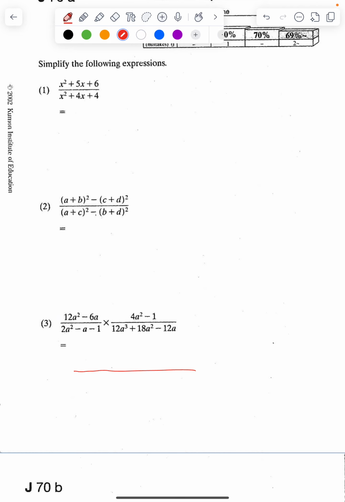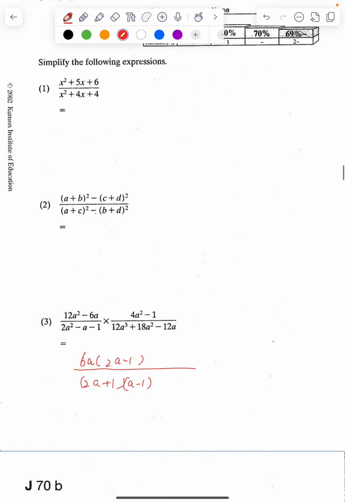So on the top, the 12a squared minus 6a can be rewritten as 6a times 2a minus 1. All right, and in the bottom part, when you factorize it, you will get 2a plus 1, a minus 1. I'm not going to go into too much detail because, come on, you guys have already been through all the factorization. Should be quite easy for you. If you still are having some difficulty, please refer back to pages 51 to 60.